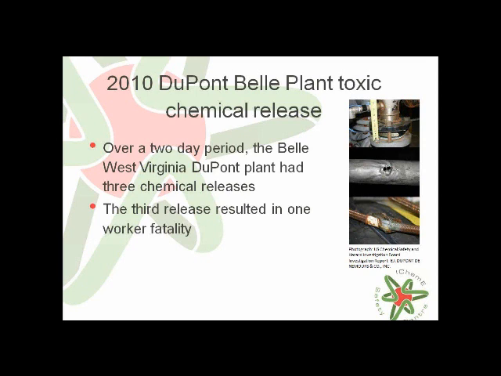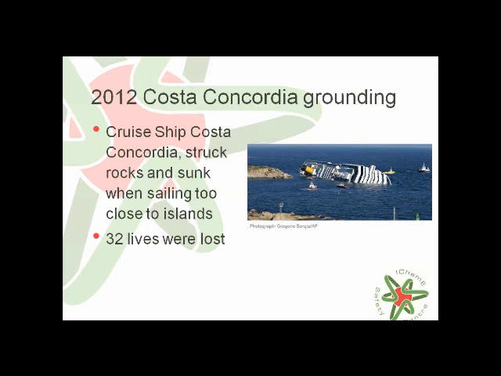On to the Costa Concordia. The Costa Concordia cruise ship struck rocks and eventually sank when it sailed at high speed too close to an island in a manoeuvre called a salute. The reason for their salute is usually to thrill passengers and people on shore at how close the ship is.